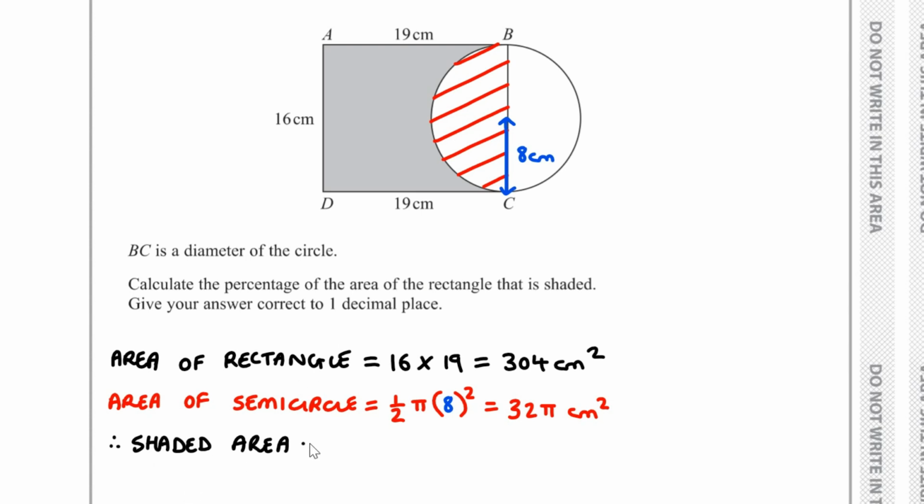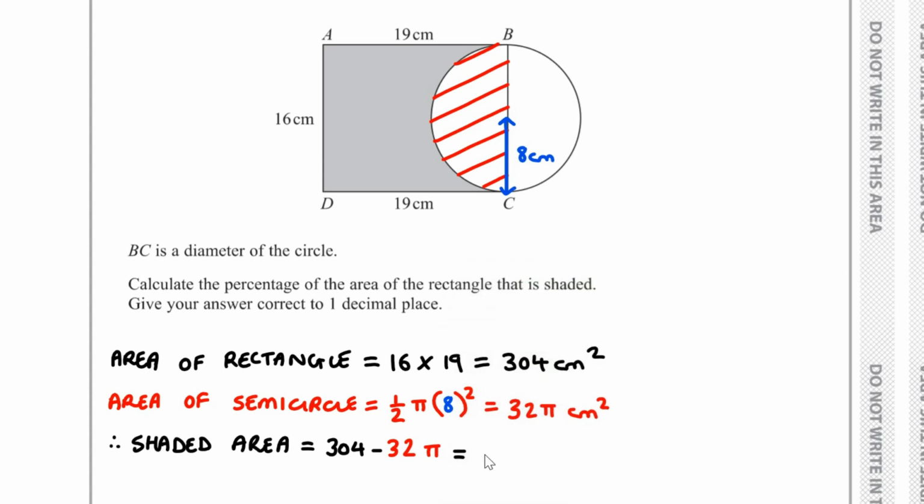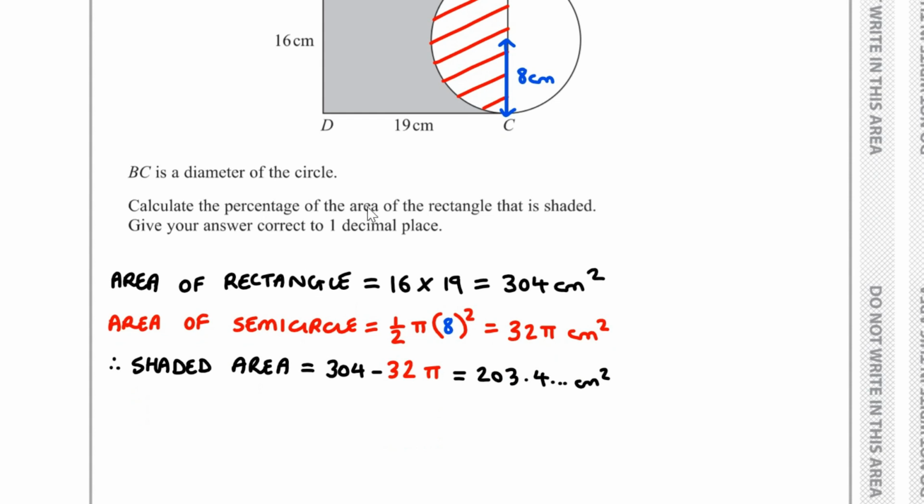So for the shaded area, that's equal to the area of the rectangle 304, take away the area of the semicircle, which is 32 pi. So if we work this out, 304 take away 32 pi, it turns out we get 203.4 etc. centimeters squared. So we need to find out the percentage of the area of the rectangle that's shaded.